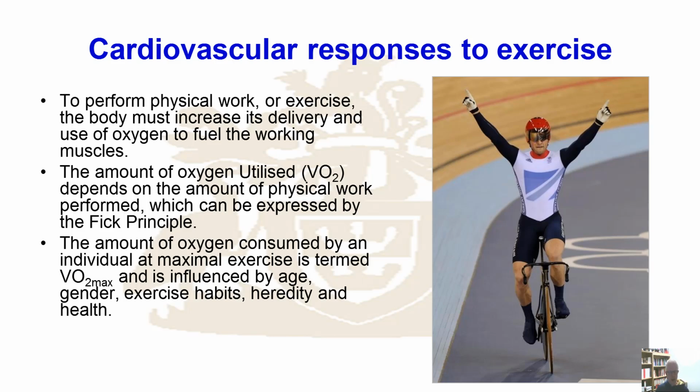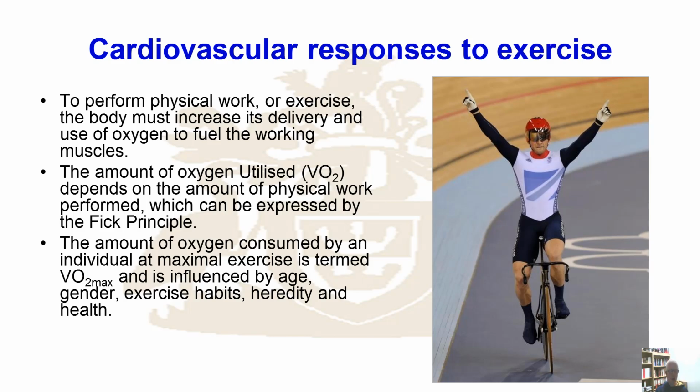We know that VO2 max is genetically limited, so about 45% of the VO2 max is set genetically. So we've actually only got about 55% which we can work with. And the degree to which your VO2 max changes is a function of the genotype that you inherit.